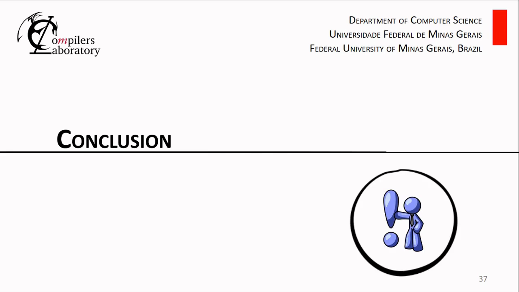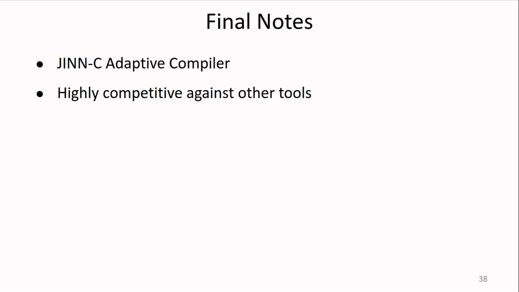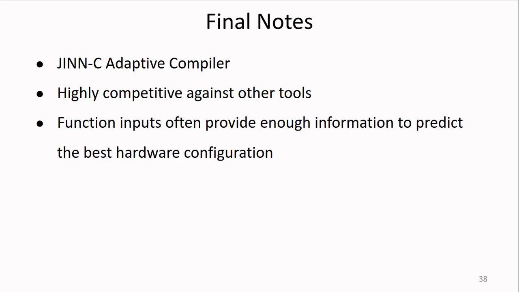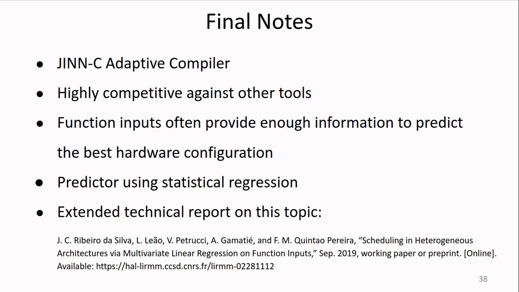So leading to the final notes here, we have introduced in this work the GCC compiler, which is highly competitive against the other tools present in the literature. It's based on the observation that the function inputs often provide enough information to predict the best hardware configuration. Our technique uses a predictor which relies on statistical regression. And for those interested, we have an extended technical report on this topic.